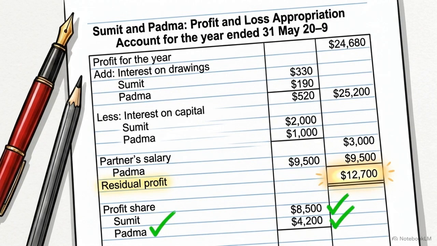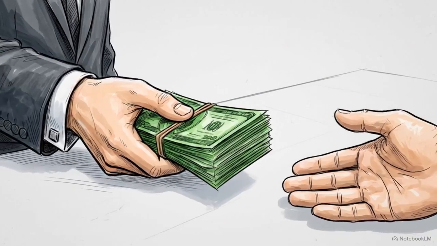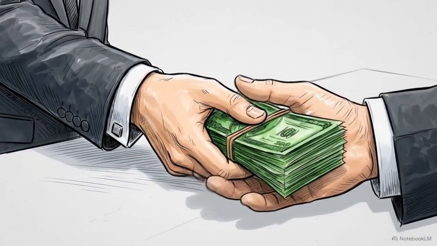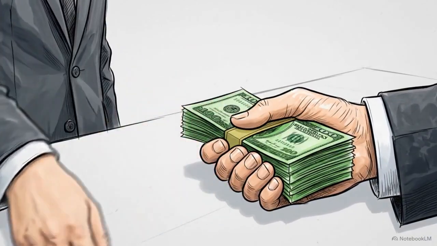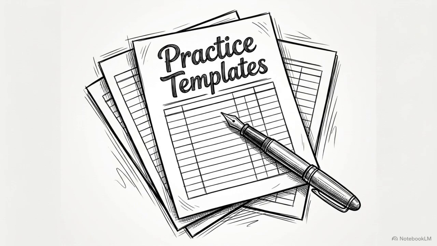It shows a clean layout, accurate mathematics tracking from the top-line profit down to the individual shares, and strict adherence to formatting rules. You now possess the exact framework needed to safely transition a business's total profit into an individual partner's pocket.